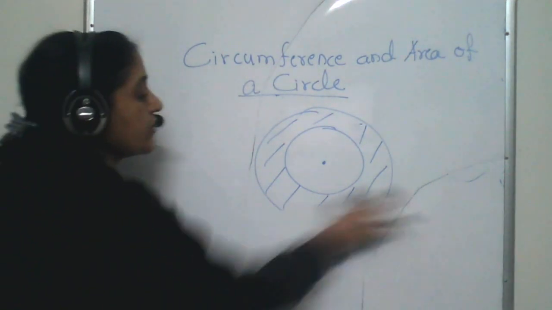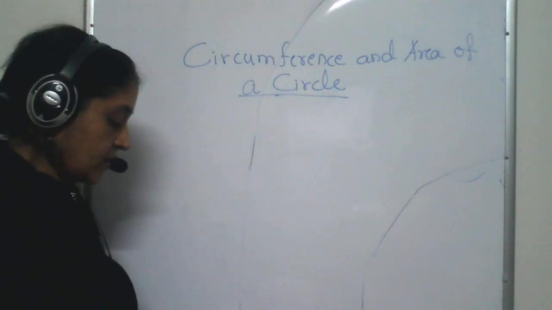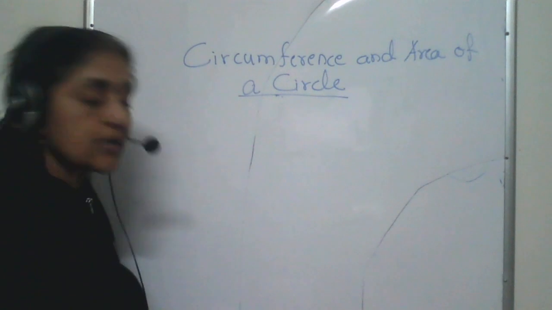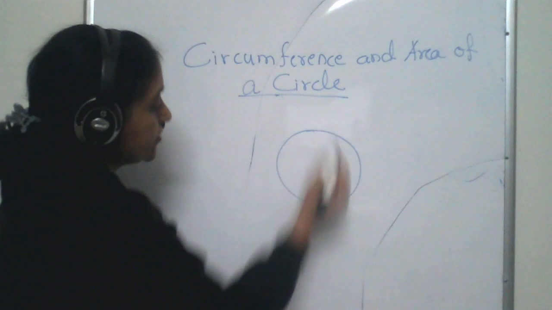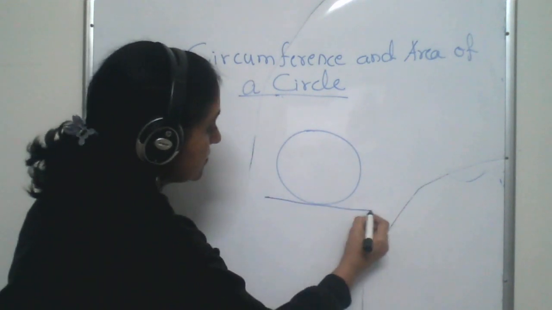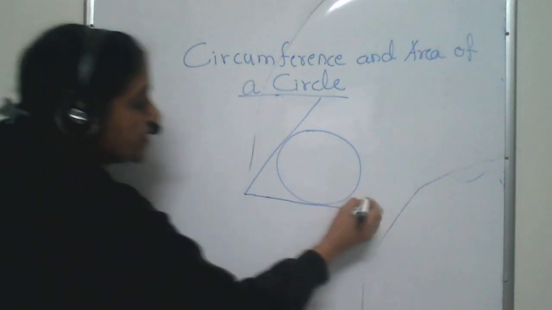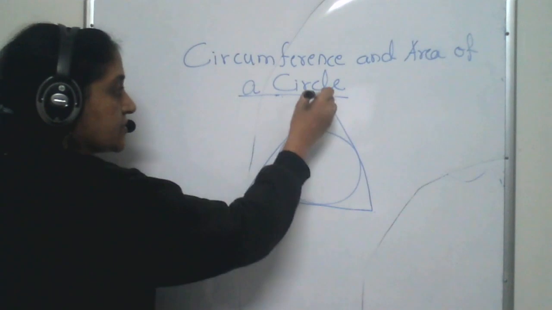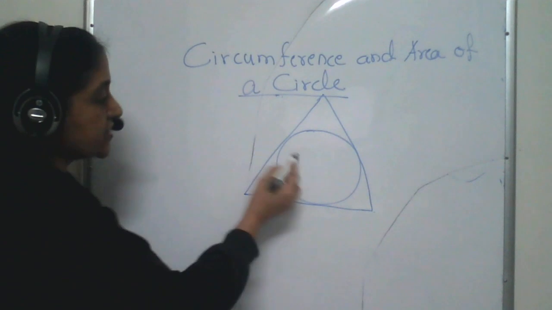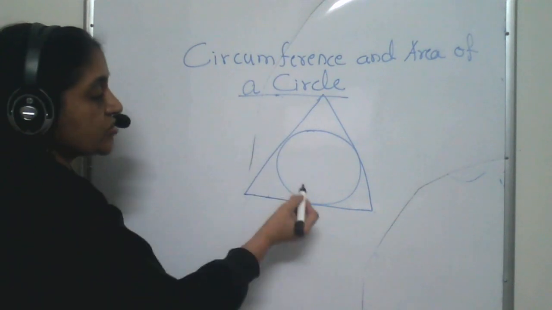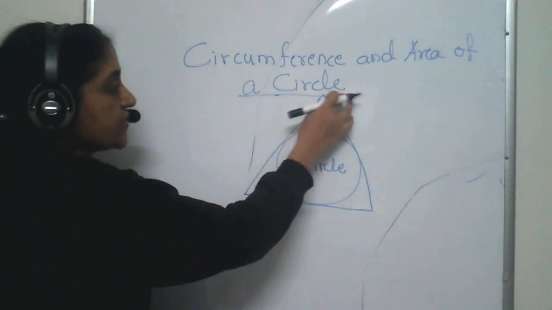Now in this chapter you have one more important thing, that is the equilateral triangle and incircle and circumcircle. What does that mean? I'm trying to draw. Without the instruments it is really difficult to put these things correctly. Okay, I have tried my level best. Now this circle is inside the triangle, so it is called an incircle.